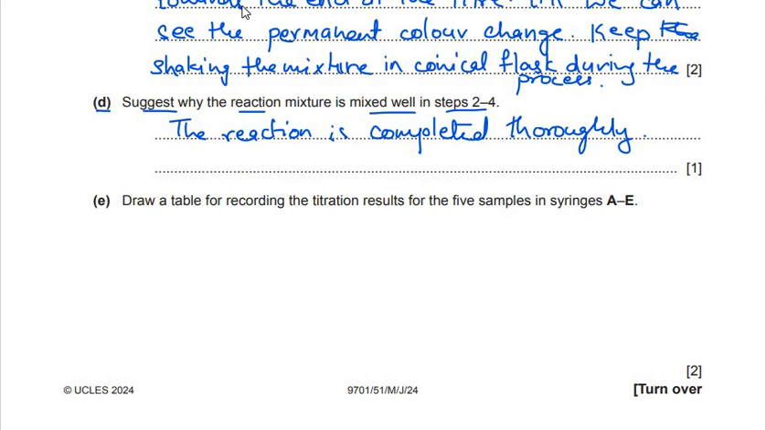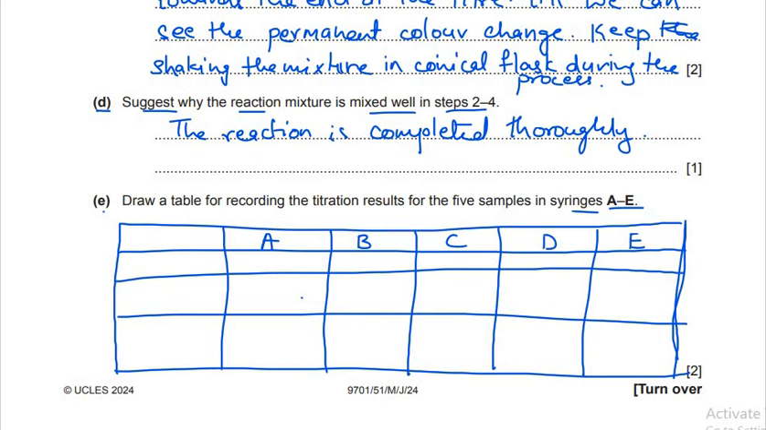Now draw a table for recording the titration results for the 5 samples in syringes A to E. Now if we want to draw a table, we need to decide about the headings also, and what should be the main parts of the table is that, of course, we are going to label the columns as syringes A, B, C, D, E, but then there should be a final reading, initial reading and the titer, that is the difference in the readings. So here I have drawn a rough table. Obviously you will draw the table properly with the scale, as I don't have a scale on the screen. I am drawing it in a rough way, but draw it properly, and here these rows should be labeled as final readings in centimeter cube.